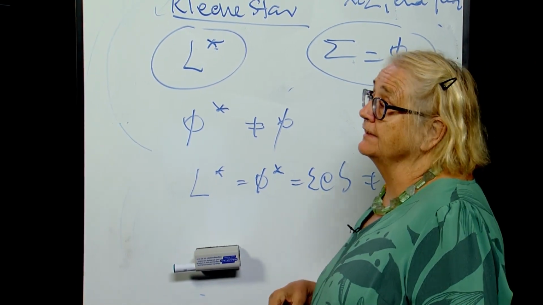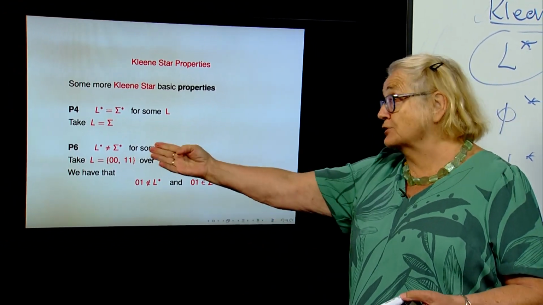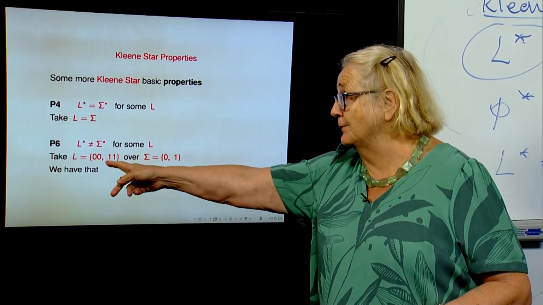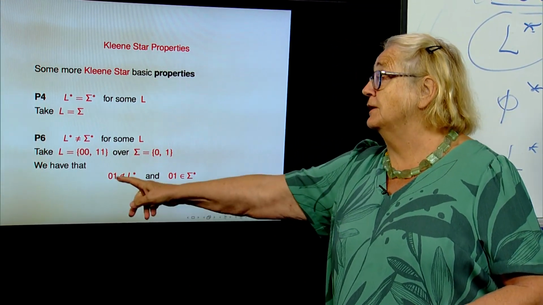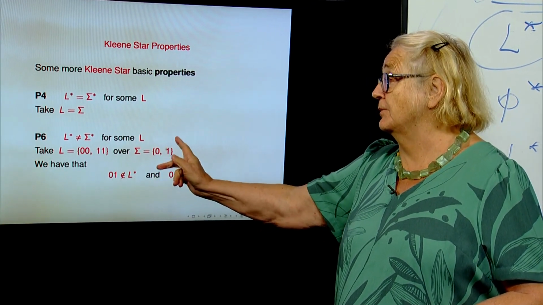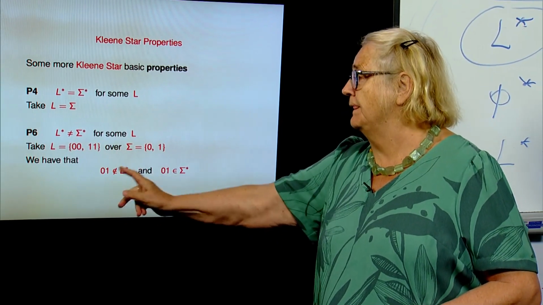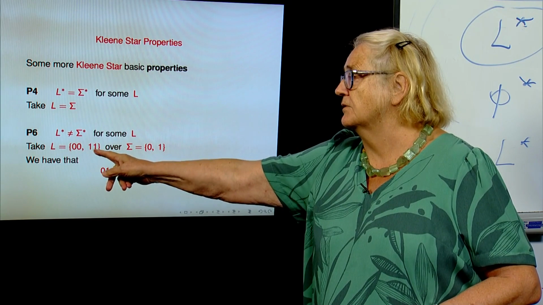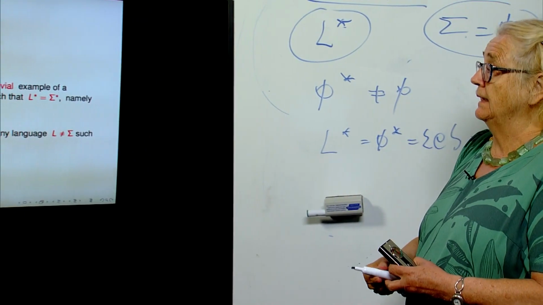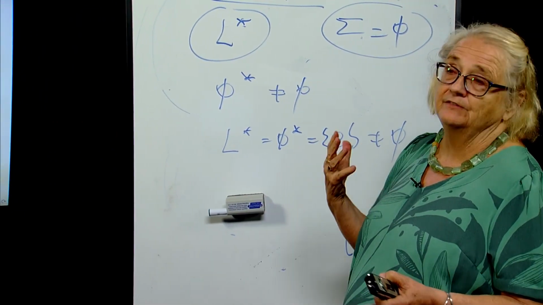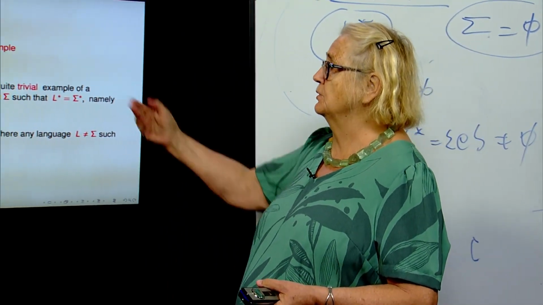And you can have that L star is sigma star for some L, for example, L equals sigma, and for some it's not. If you take, for example, L is {00, 11} and sigma over {0, 1}, then 01 is not in L star, while this is in sigma star. And of course, that is a trivial example of a language such that L star is equal to sigma star.